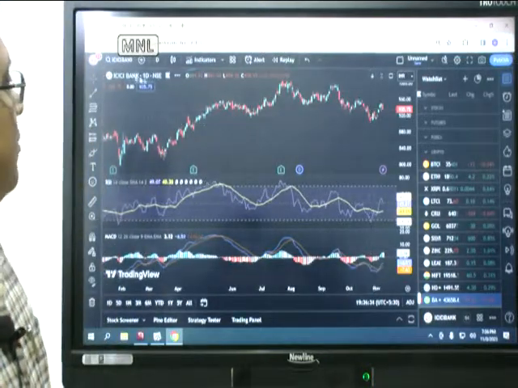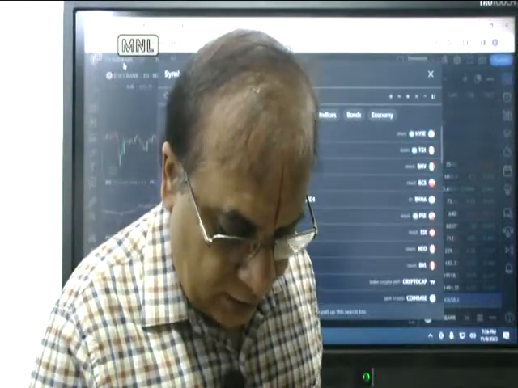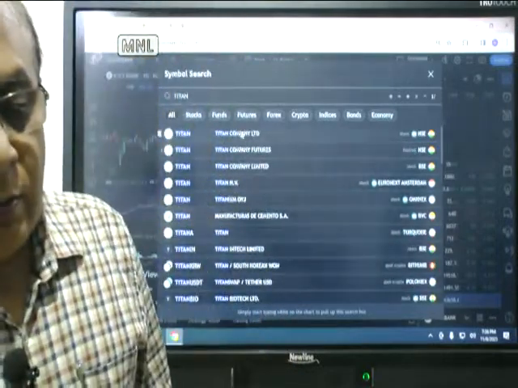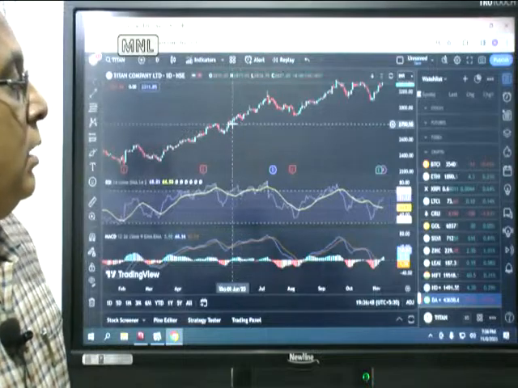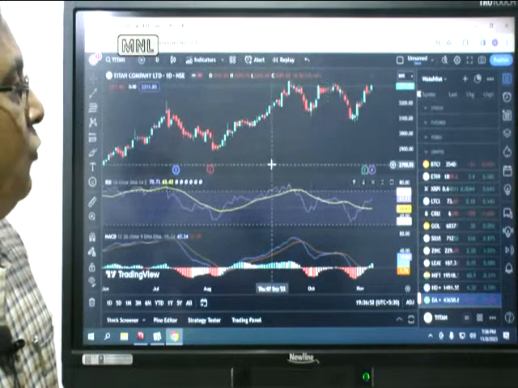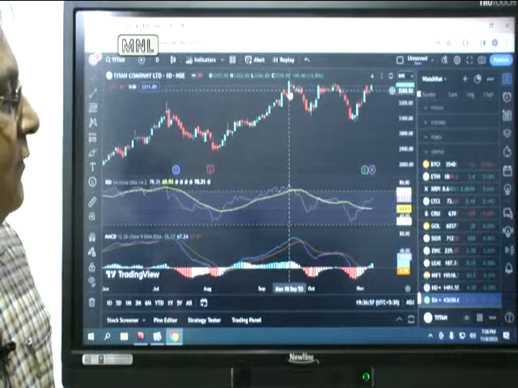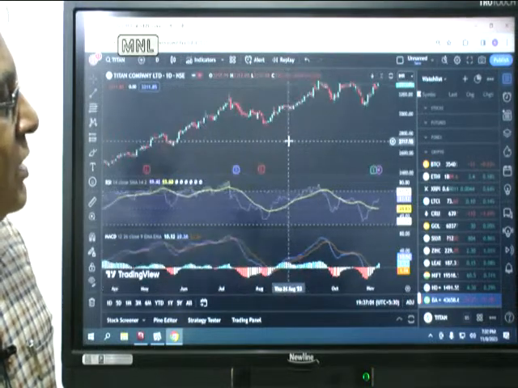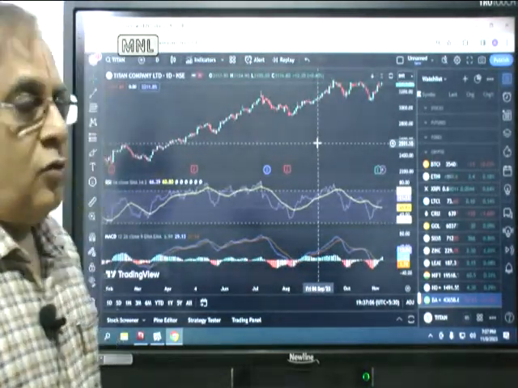Now let's look at slightly bigger momentum stocks like Titan. On a daily basis, there was no divergence. When the price made a new top here, we didn't see any divergence. The oscillator also was looking good, and the trend was good. So on any correction, we can still go for a buy.